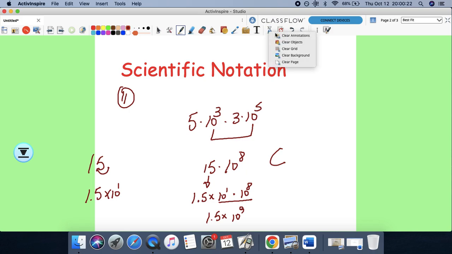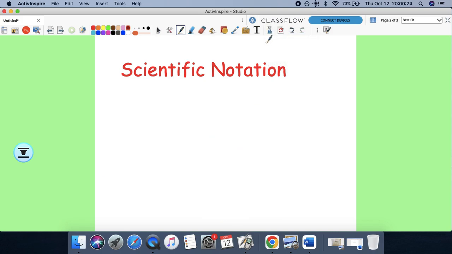Okay, and then 12. Did I just do 12? No, I did. Again, 12 is the same idea. 5 times 10 to the 6 times 6 times 10 to the 4th. Well, 5 and 6 is 30. 10 to the 6th power times 10 to the 4th power is 10 to the 10th. But notice that it's not in scientific notation. So let's change this to scientific notation.